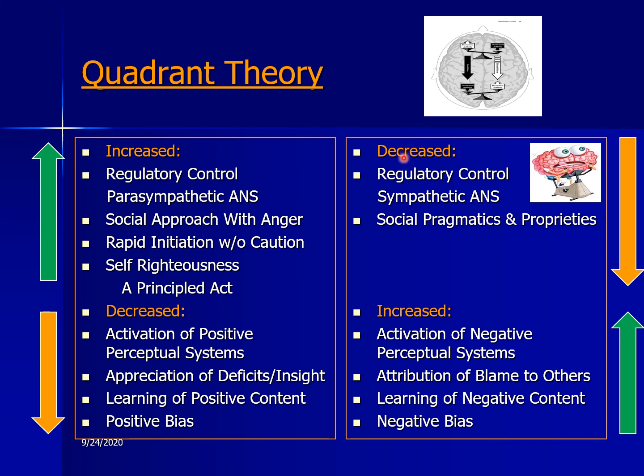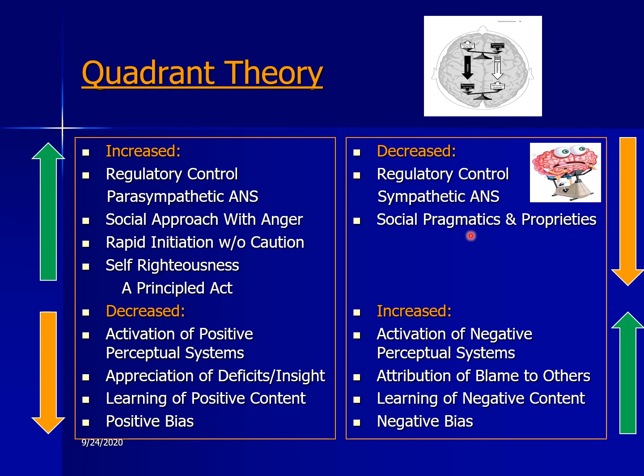So with decreased or downregulation of the right frontal lobe, we expect diminished regulatory control of the sympathetic nervous system. That's increased sweating, increased blood pressure, increased heart rate, increased glucose mobilization, increased cholesterol deposition. And poor social pragmatics and proprieties, taking turns, appreciating that you shouldn't be screaming at the poor person making your hamburger at McDonald's because they left your pickles off, okay? Those types of things. You shouldn't be shooting the bird at people driving down the road. You shouldn't be honking your horn at them at the intersection.